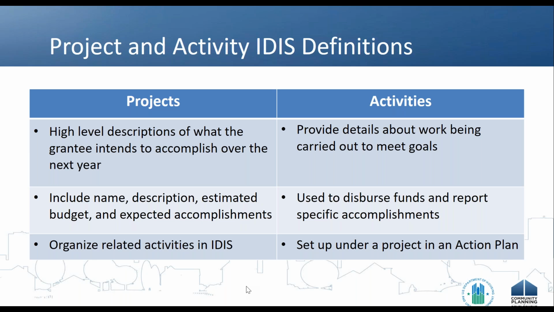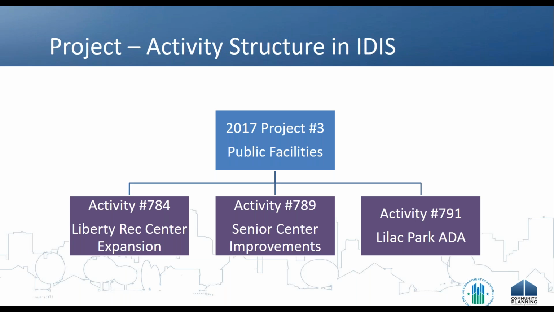So let's look at an example just to show what this might look like. Here's a little diagram, and there really is a distinct relationship between projects and activities. This is an example of a grantee that broadly defines the project, in this case simply as public facilities under the CDBG program for the 2017 program year. The project narrative can be used to more fully describe the public facilities work that will be undertaken.